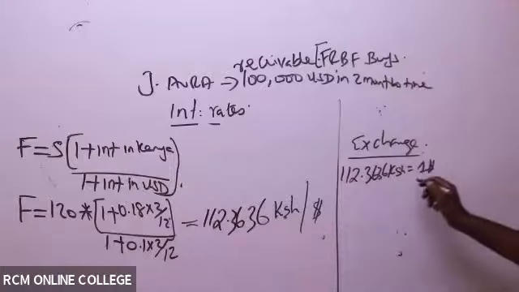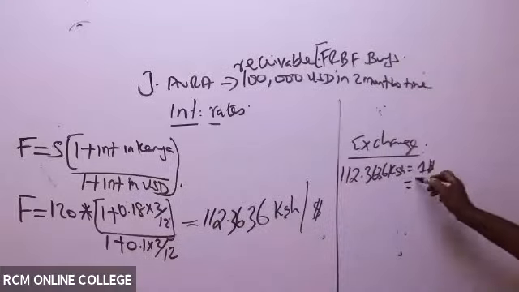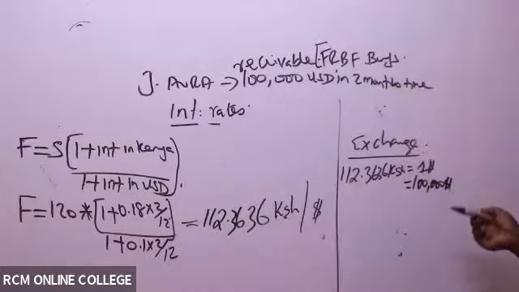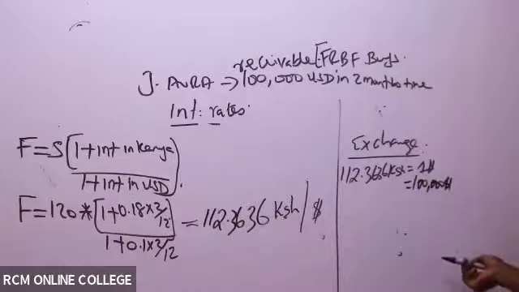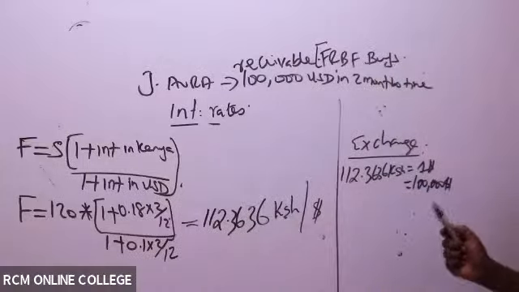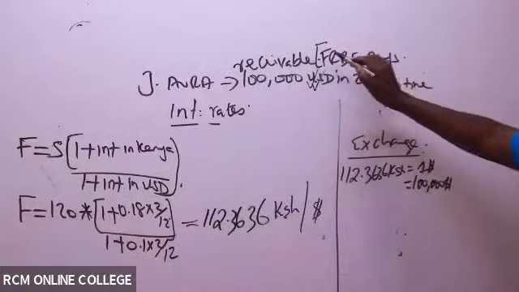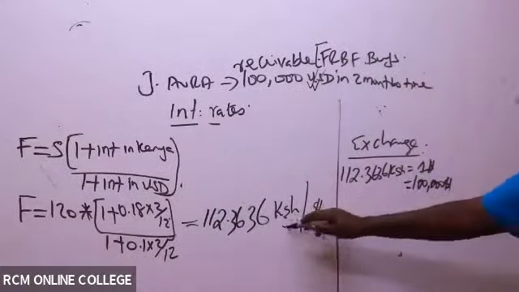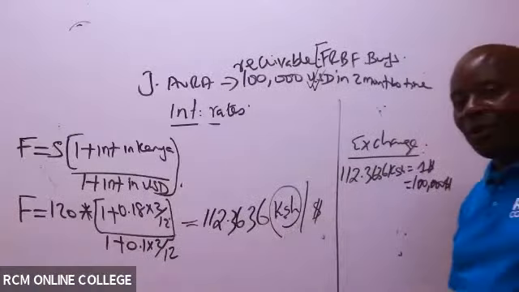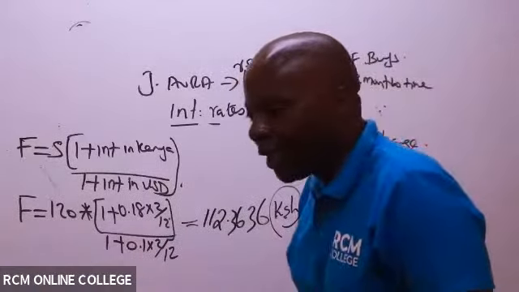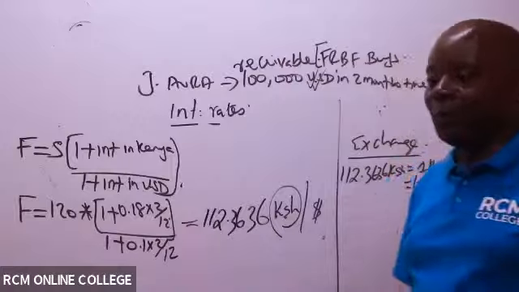112.3636 Kenya shilling equals $1. How about $100,000? So this will end up giving me how much? Lots of money. Multiply this and this. But the very best student is the student who thinks this way. These are dollars and these are Kenya shillings. They are compatible through multiplication.